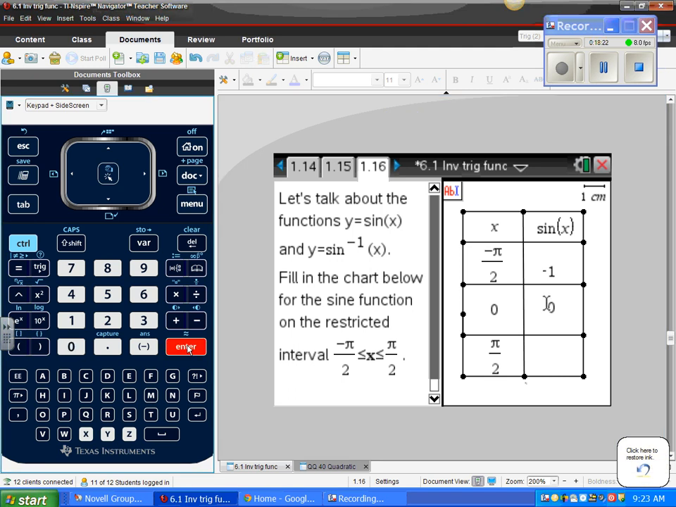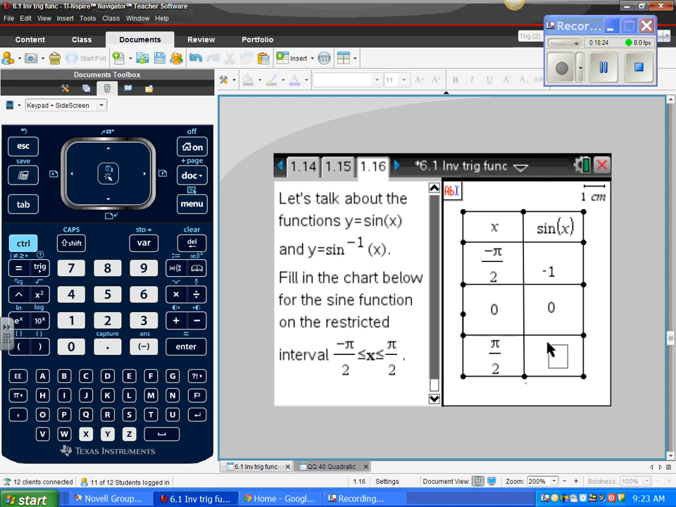You're hitting enter to make them stay, by the way. And pi over 2? 1.